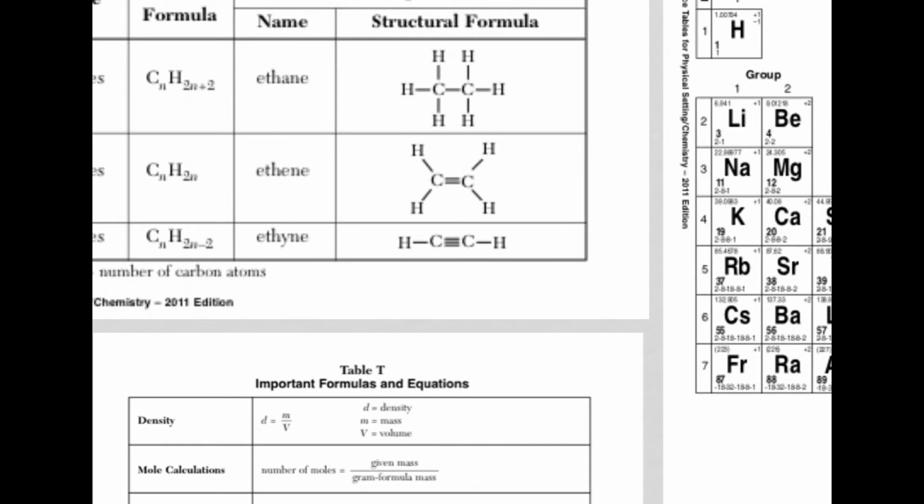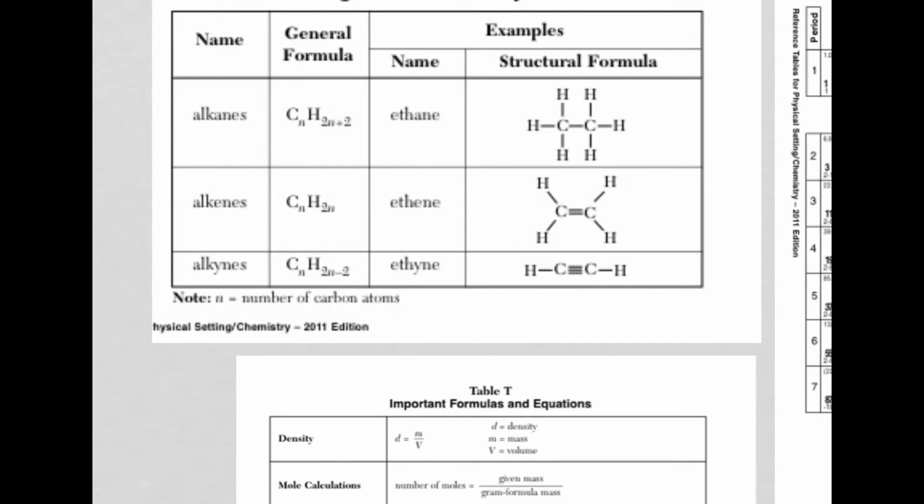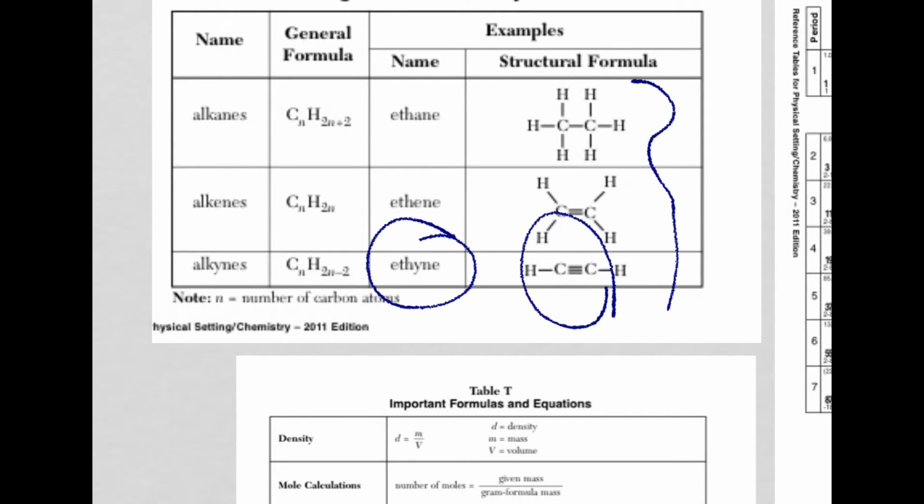If we take a look at reference table Q, here's ethine right here. Take a look at the lines here. Every line for all of these molecules that are drawn here represents 2 electrons. For any name with a YNE ending, you see that there are 3 lines, each line representing 2 electrons, for a total of 6.